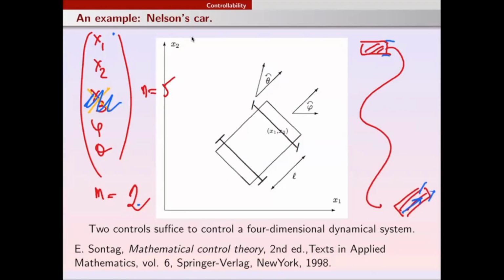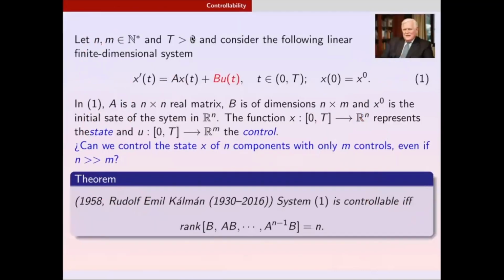You can do that on the plane, but please don't ask me to move in the vertical direction. This car will never fly. So the rank will be 4, but it will never be 5. This is why I was saying, when the rank is n, the system is controllable.